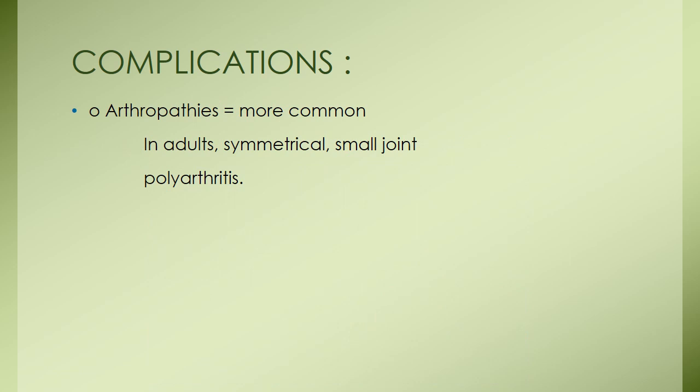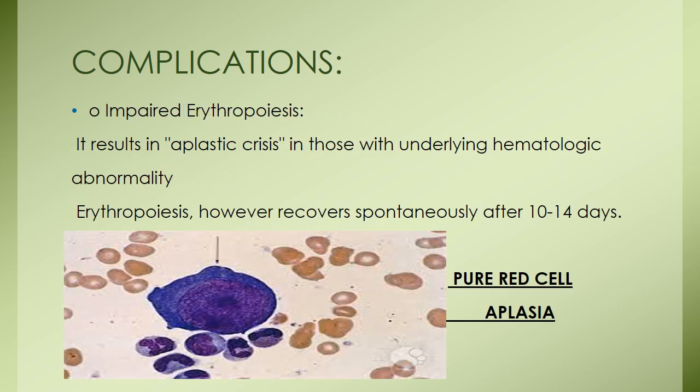Joint involvement is more common in adults and it is mostly symmetrical, involving multiple small joints. Another complication is impaired erythropoiesis. In adults and older children, acute pure red cell aplasia is most commonly caused by parvovirus B19 infection.